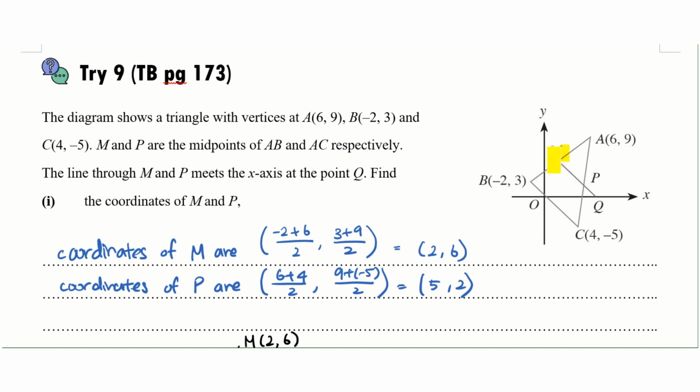Since M is the midpoint of B and A, we will use the midpoint formula and arrive at (2, 6) as our coordinates of M. Whereas for P being the midpoint of A and C, we will also apply the formula and get (5, 2) as our answer for the coordinates of P.